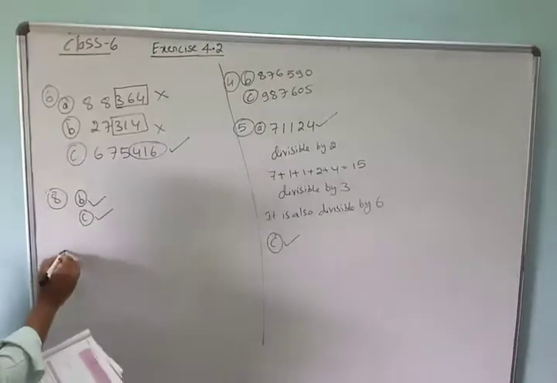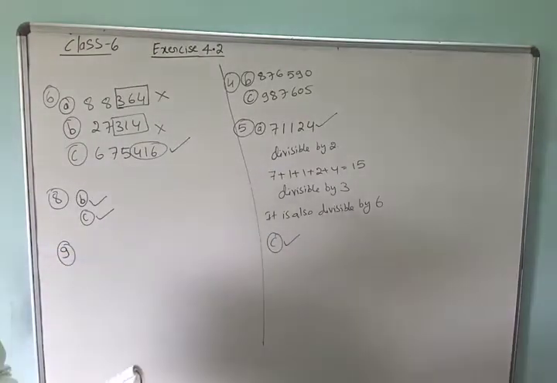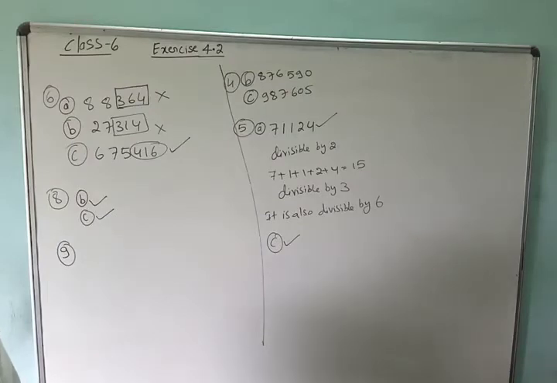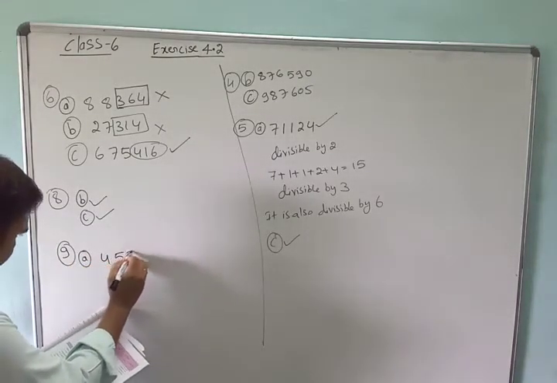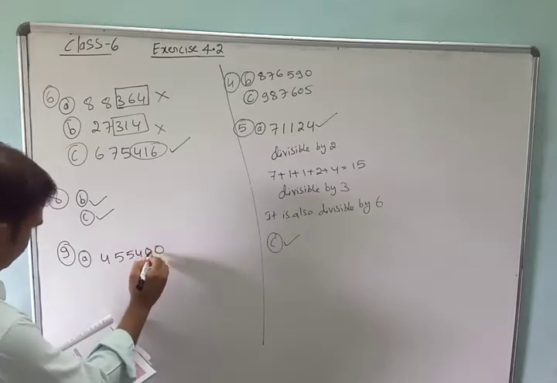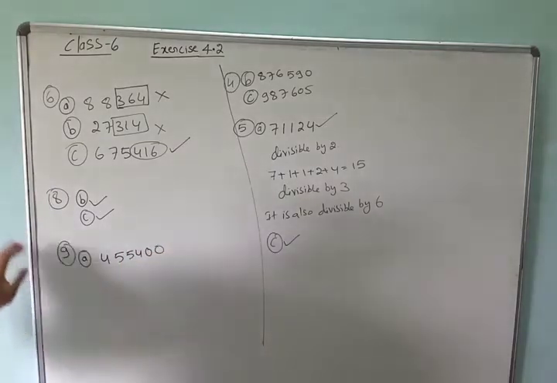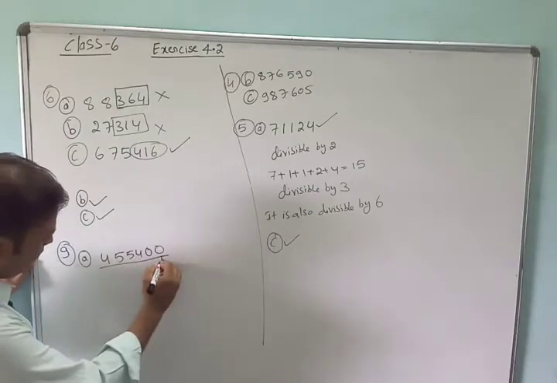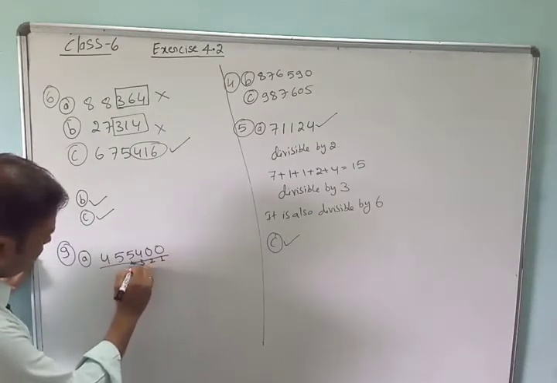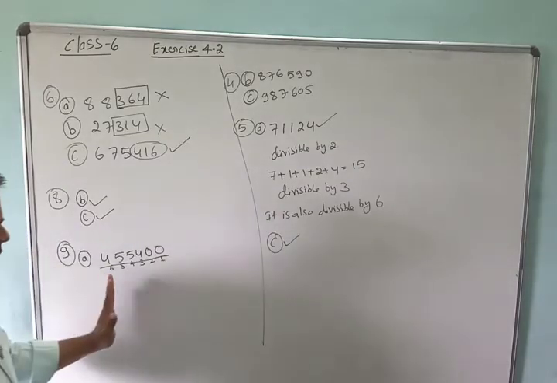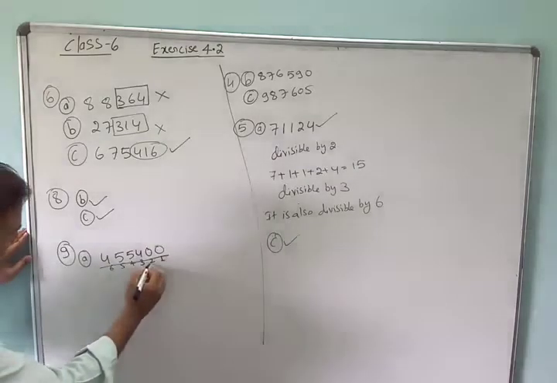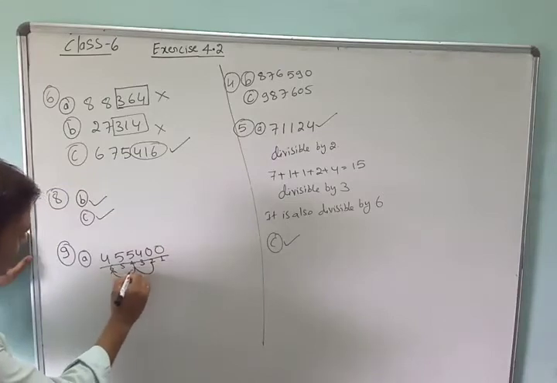Now 11, divisibility rule of 11. Ninth question. We have to check the number: is it divisible by 11 or not? 4, 5, 5, 4, 0, 0. First, 1, 2, 3, 4, 5, 6. There are 6 digits. So sum of even places: second, fourth and sixth place.